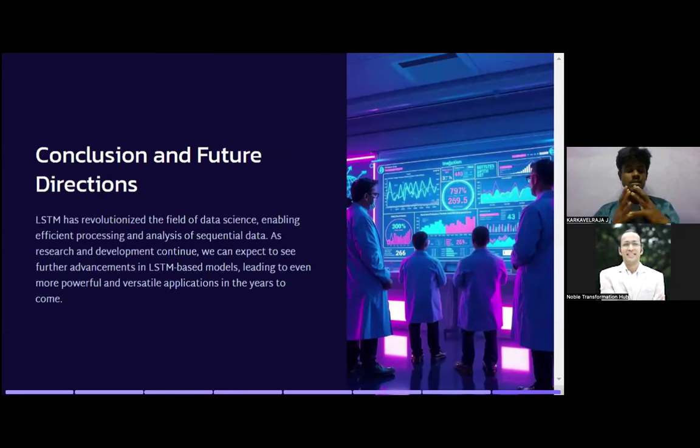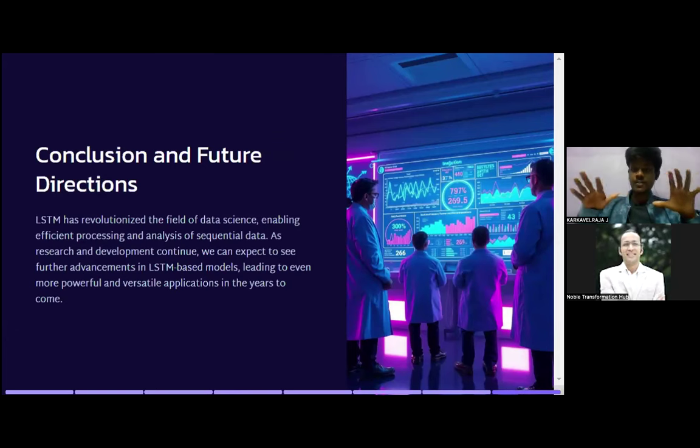LSTM has revolutionized the field of data science, enabling the effective processing and analysis of sequential data. As research and development continue, we can expect to see further enhancements and advancements in LSTM based models, leading to even more powerful and versatile applications in the years to come. I will say this is not just the future, it is the present.